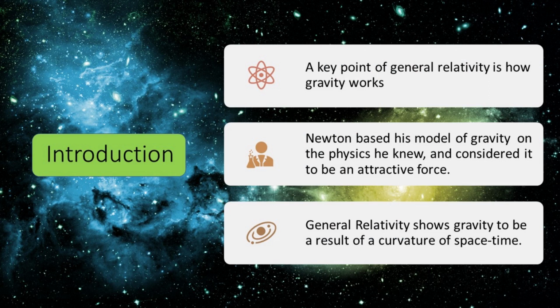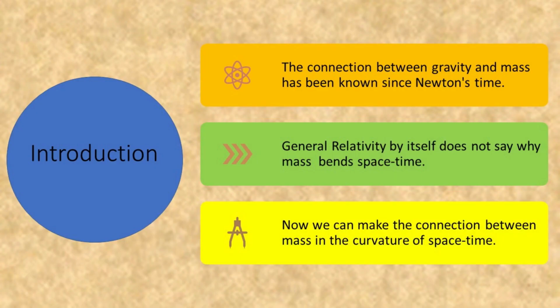A key point of general relativity is how gravity works. Newton based his model of gravity on the physics he knew and considered it to be an attractive force. General relativity shows gravity to be a result of a curvature of space-time. The connection between gravity and mass has been known since Newton's time. General relativity by itself, however, does not say why mass bends space-time.